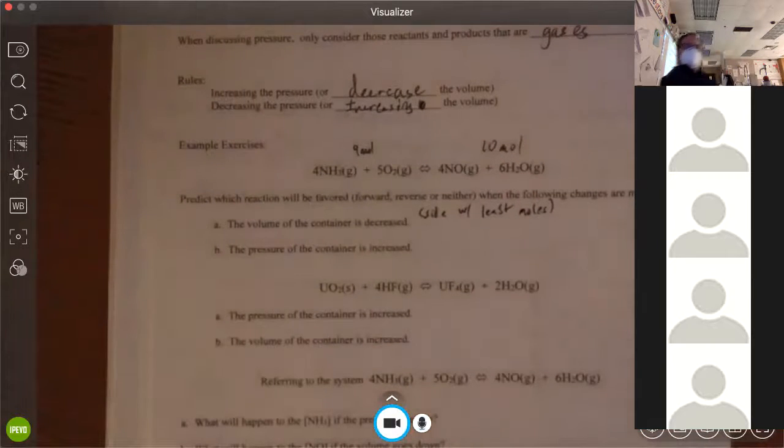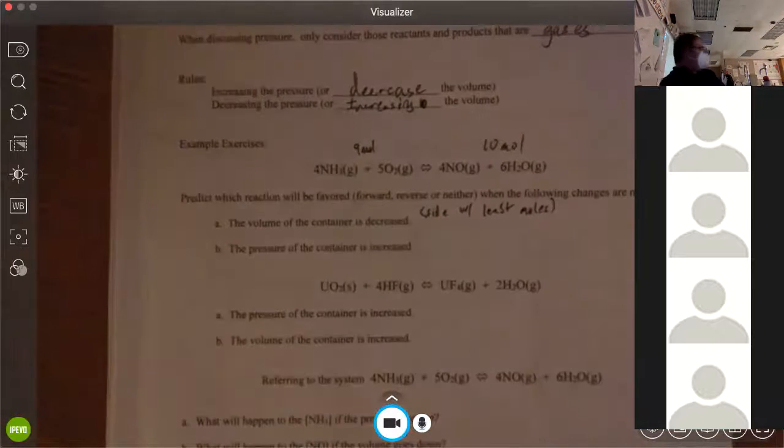Right? If you were in an elevator and all of a sudden the wall started closing in and you had the ability to just absorb people, that's what's going to happen, right? Because the fewer moles, the less space that needs to be taken up. Which side has fewer moles?